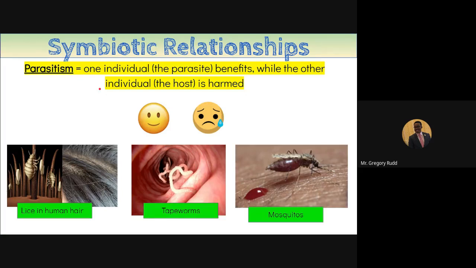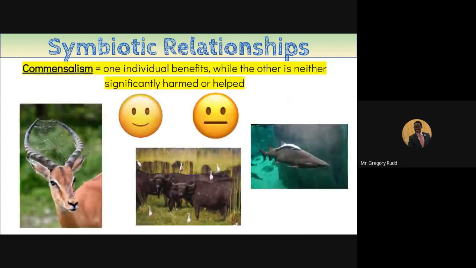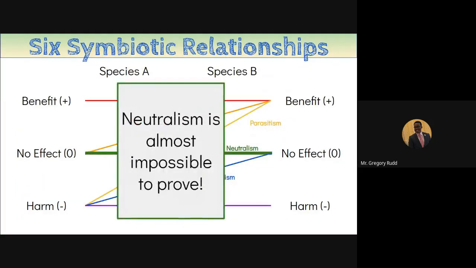So those are the three most important. I did mention that there are others as well. Neutralism is almost impossible to prove because most interactions come about because one species is going to benefit, or because there is some type of exchange of energy, some type of exchange of resources that's possible. So neutralism, in which neither species is harmed or benefiting from the interaction, is rare.